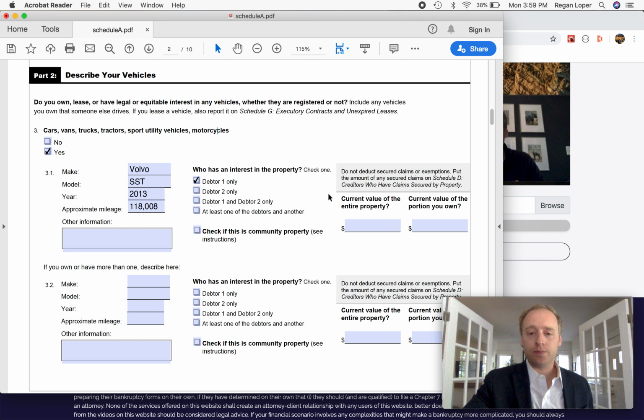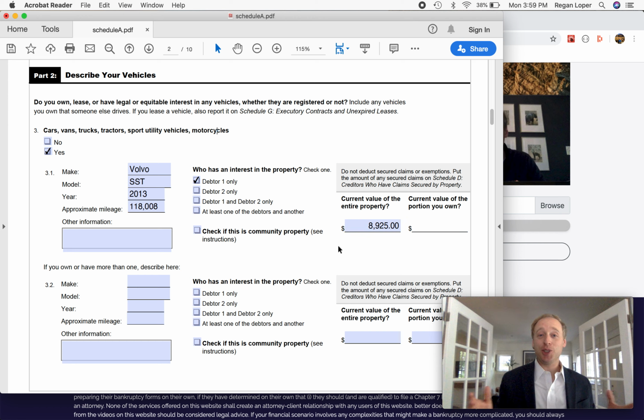Okay, so current value of the entire property. That's asking what's the value of the vehicle. And she estimated that the value of the vehicle was $8,925.